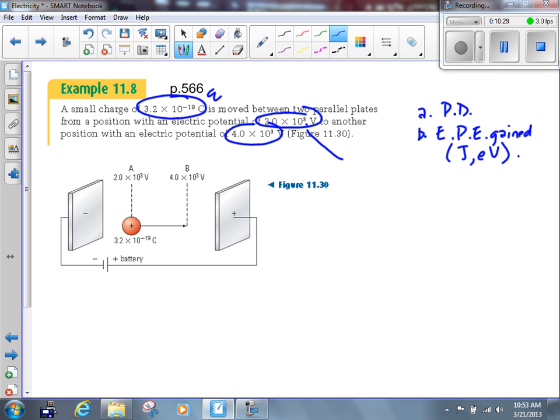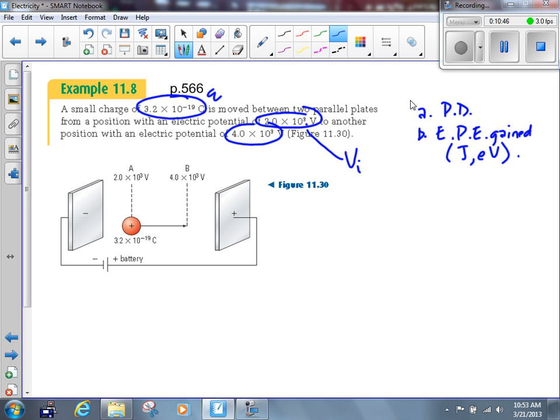What's this number right here, this 2,000 volts, Joel? The initial what? Good. It's the initial V. It's the initial potential. It is not potential difference. It is not an initial potential energy. It is the initial electric potential.